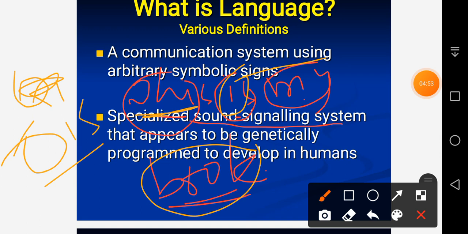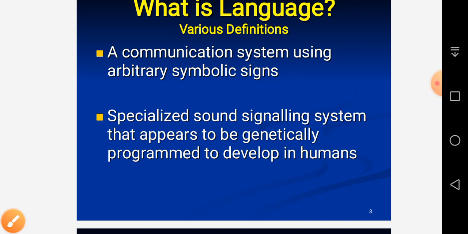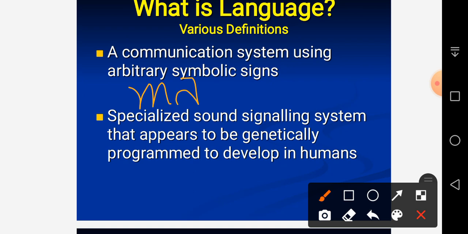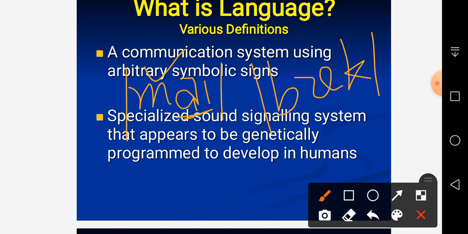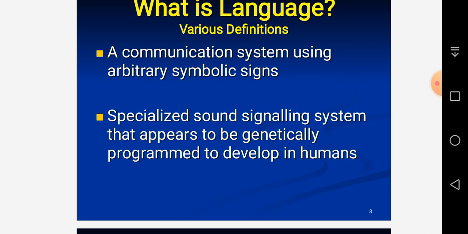"Is" is another word, so we can represent this word like this. And "my" can be represented like this. You can see "my" is a diphthong, so it has two sounds: one is a consonant, another one is a diphthong. This is "my book," and "book" has three sounds, as you can see on the screen. This is a consonant, this is a vowel sound, and this is a consonant sound. So language is basically sound. It is a specialized sound signaling system, and that appears to be genetically programmed to develop in humans.